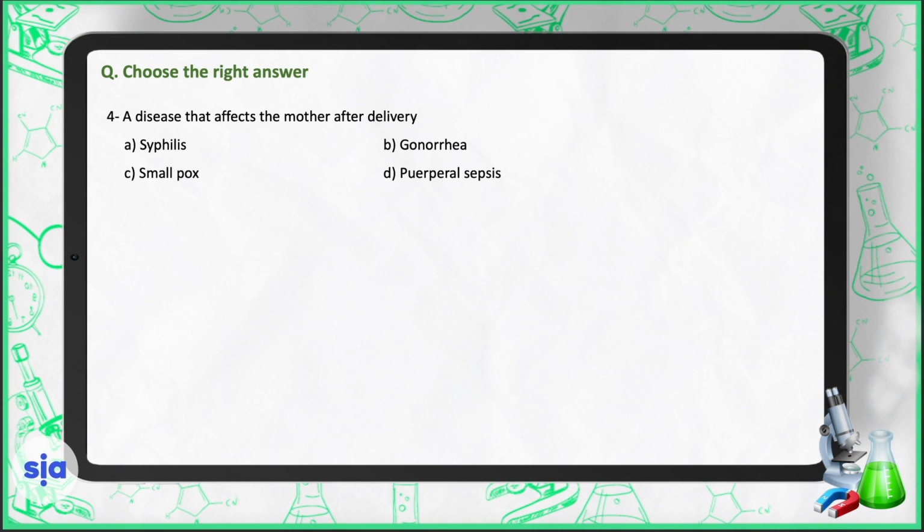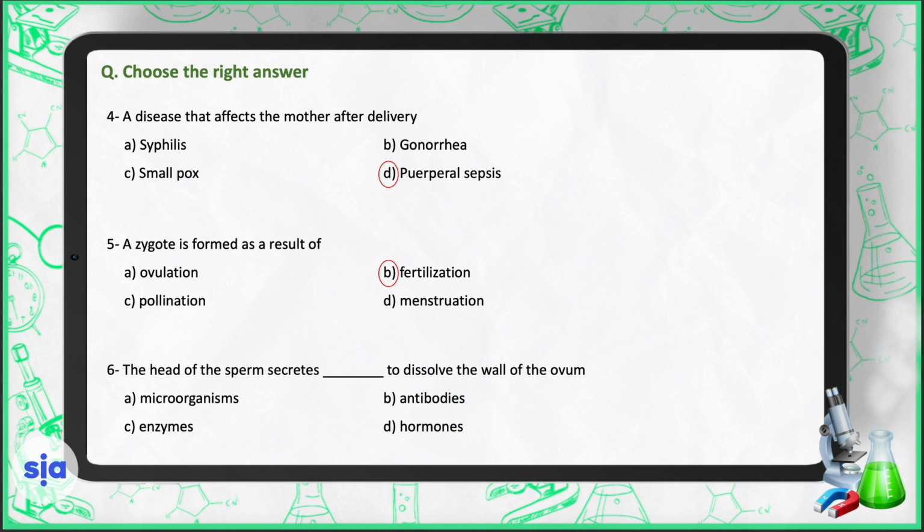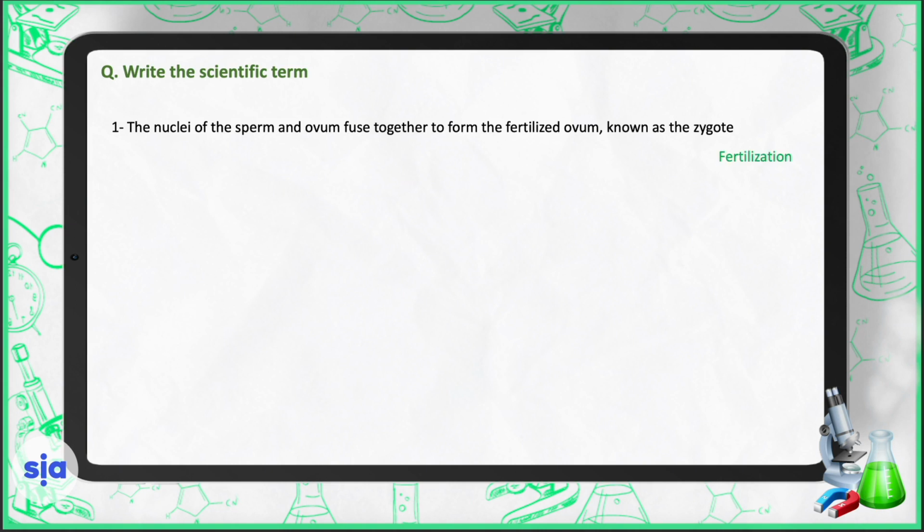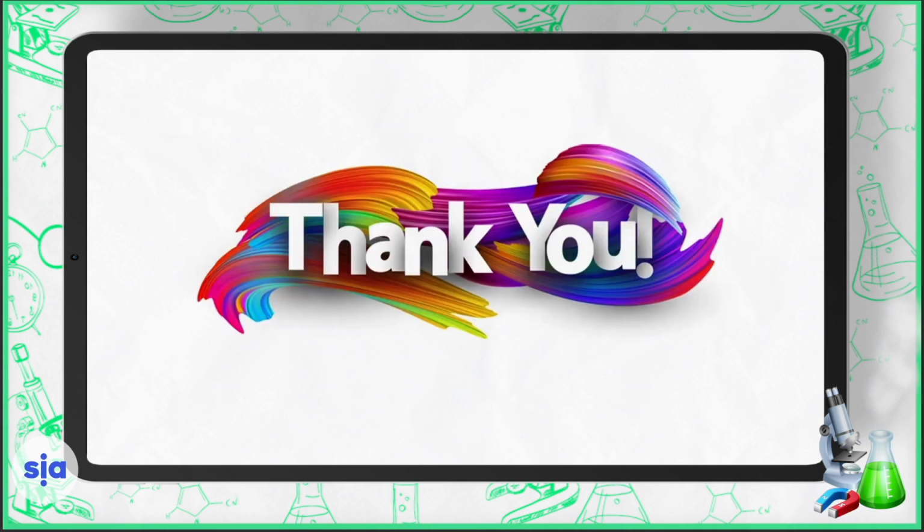A disease that affects the mother after delivery. It's puerperal sepsis. A zygote is formed as a result of fertilization. The head of the sperm secretes enzymes to dissolve the wall of the ovum. Try to guess the scientific term. The nuclei of the sperm and ovum fuse together to form the fertilized ovum known as the zygote. This is called fertilization. The duration of 9 months between fertilization and delivery. This is pregnancy.